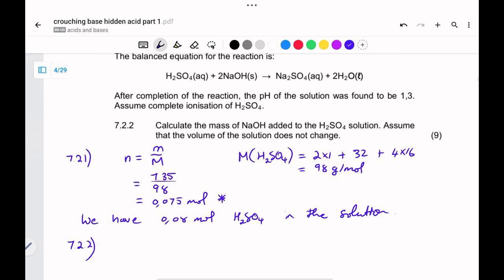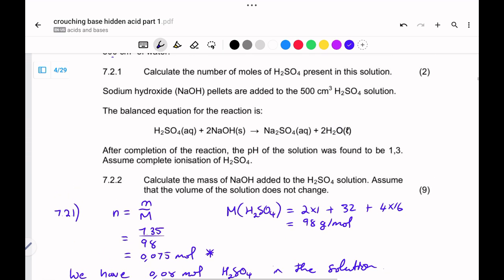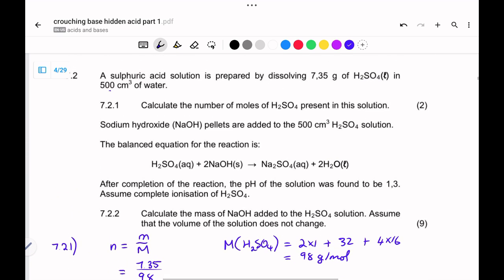So let's just recap. I know the initial state of my sulfuric acid. I have the moles and I have the volume. As I mentioned in the prequel, if you have two of the three variables in the formula C equals n over V, you know the third. So we know everything that we need to know about this sulfuric acid solution, at least initially. We have the initial state.